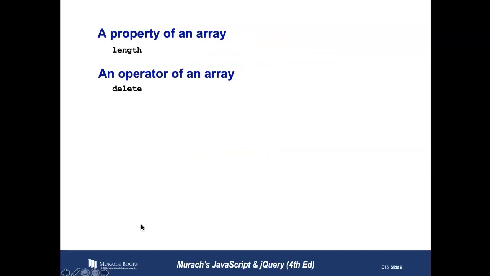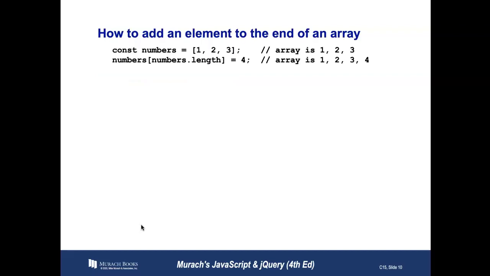Now, a property of an array could be called length. That is a property of the array. An operator or a method of an array could be a delete. These are both examples of properties and methods of the array object.